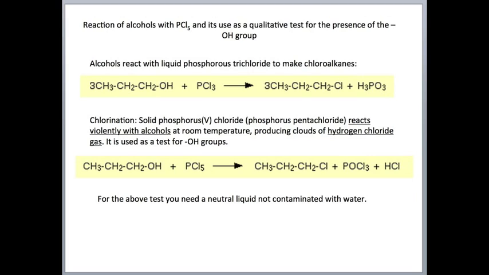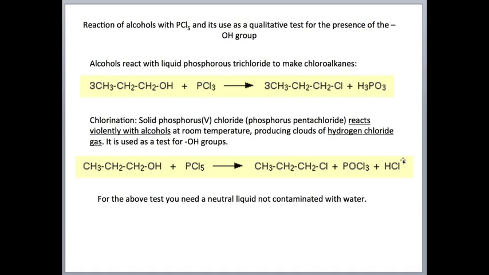So let's look at the reaction of alcohols with PCl5 and how we use this reaction as a test for the OH group. Alcohols react with liquid phosphorus trichloride to make chloroalkanes, as shown here, PCl3, and the product is a chloroalkane. We can also carry out chlorination using solid phosphorus pentachloride. But this reaction is very violent, and this happens at room temperature, and it produces clouds of hydrogen chloride gas. And we use this as a test for the OH group.